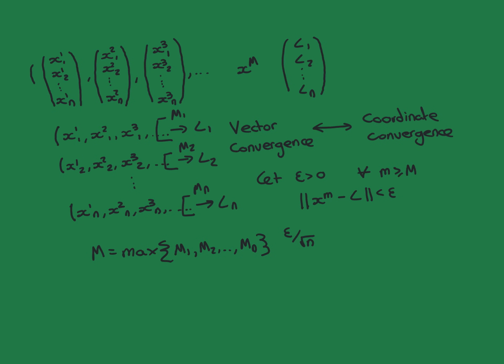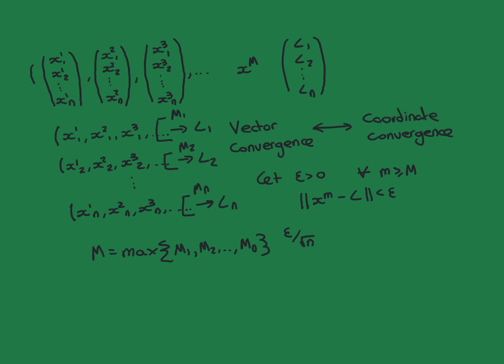Now there's no reason that M1, M2, all the way down to Mn are all the same. They could all be different. So now I need to find a big M that works for all of them. That big M will be the maximum of them. So I'll make my overall big M the maximum of big M1, big M2, all the way up to big Mn. Then if I go to that big M in all of these sequences, then it and everything beyond it will be in the tail end of the sequence, i.e. will be within epsilon over the square root of n distance of their limits.